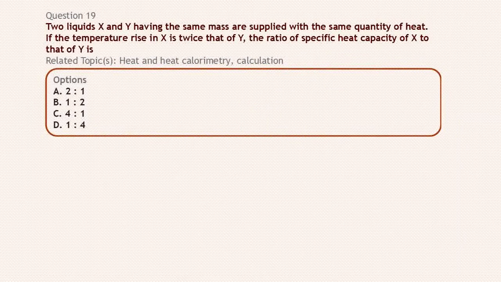Next question: two liquids X and Y having the same mass are supplied with the same quantity of heat. If the temperature rise in X is twice that of Y, the ratio of specific heat capacity of X to that of Y is.